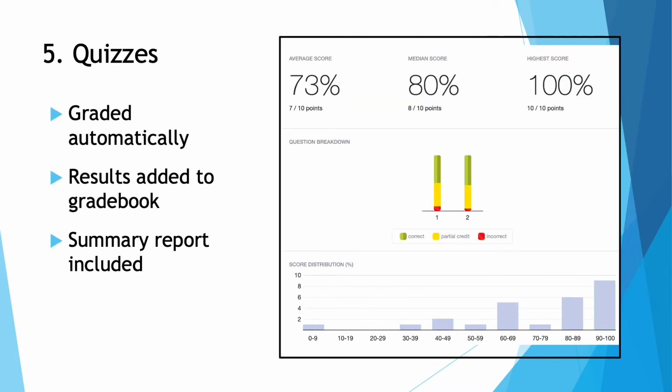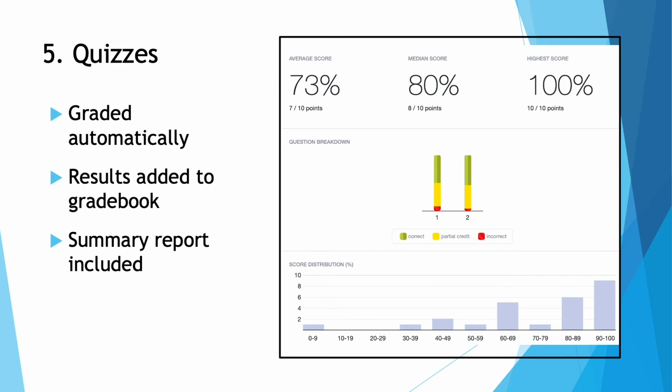Now, if you create a quiz, such as a multiple choice quiz, a true-false quiz, a matching quiz, where you define the answers in advance, all the quizzes are graded automatically, and these results are automatically added to the gradebook. So after creating the quiz, essentially there's nothing that the teacher needs to do. The grading happens automatically, and transferring the scores to the gradebook happens automatically.